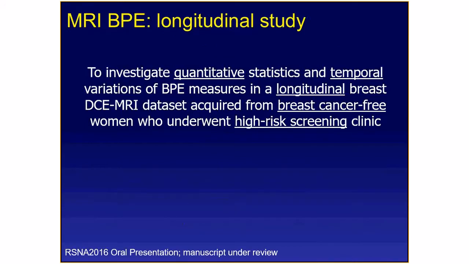This study, I will quickly go through. It's a longitudinal study we're working on right now. The purpose of the study is to look at how BPE has to do with race. Now, we also do some calibration work. For example, I'll give you an example.